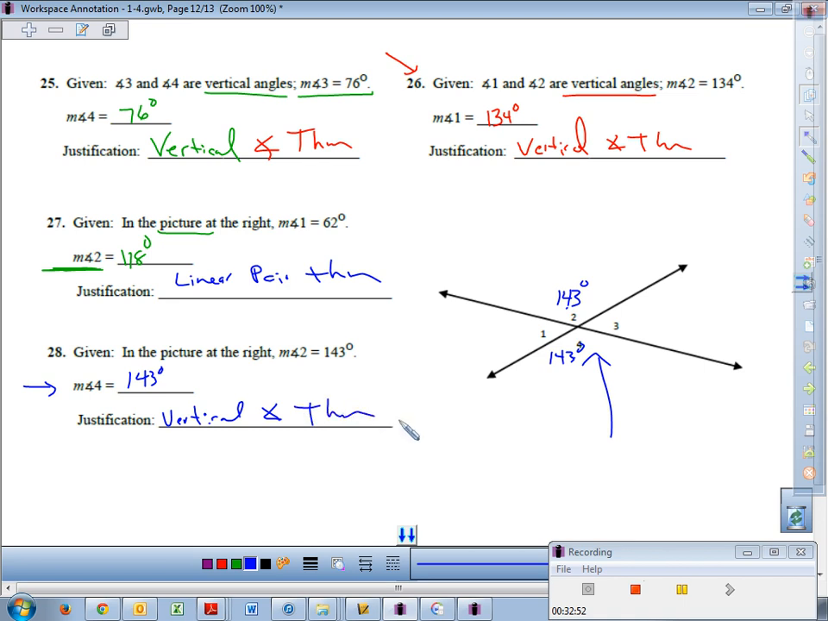Go through a process. Talk to yourself. Read information. Put it in a picture. Talk. What kind of angles are these? What kind of angles are those? Do I know anything special about it? Cool. Simple one. Now, let's step it up a notch.